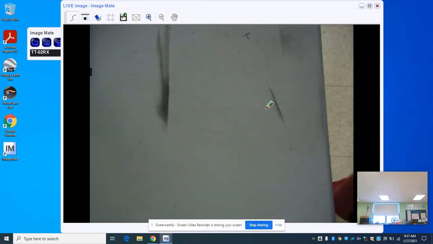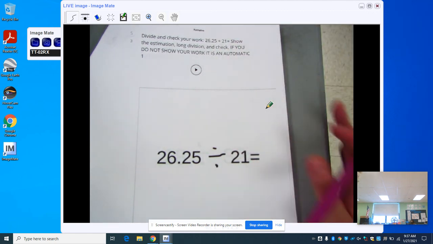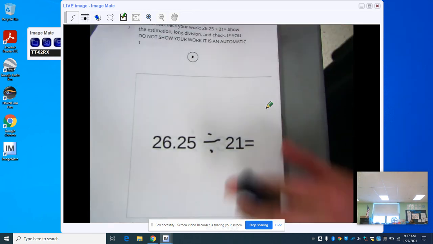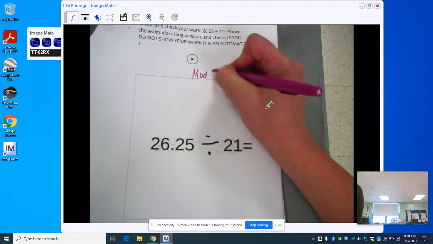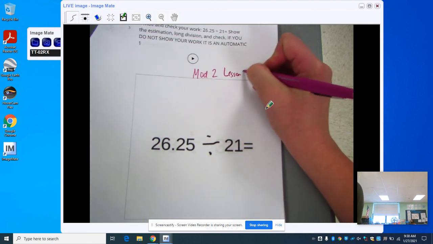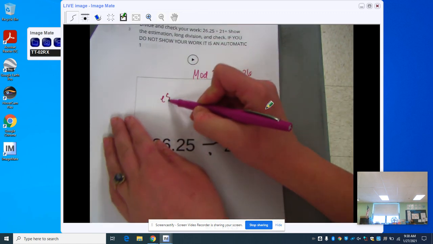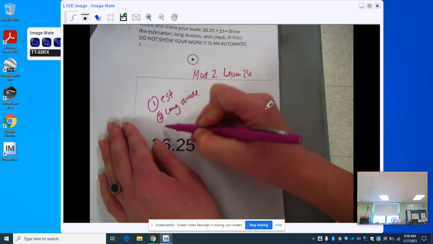Remember, if you do not show your work, that means if you do not show your estimate, long division, and check, it is an automatic 1. Don't get a 1 because you didn't show your work. Okay, question number 5. Divide and check. 26 and 25 hundredths divided by 21. To get help with this, check your notes for Module 2, Lesson 26. This one, we can estimate, long divide, and check.